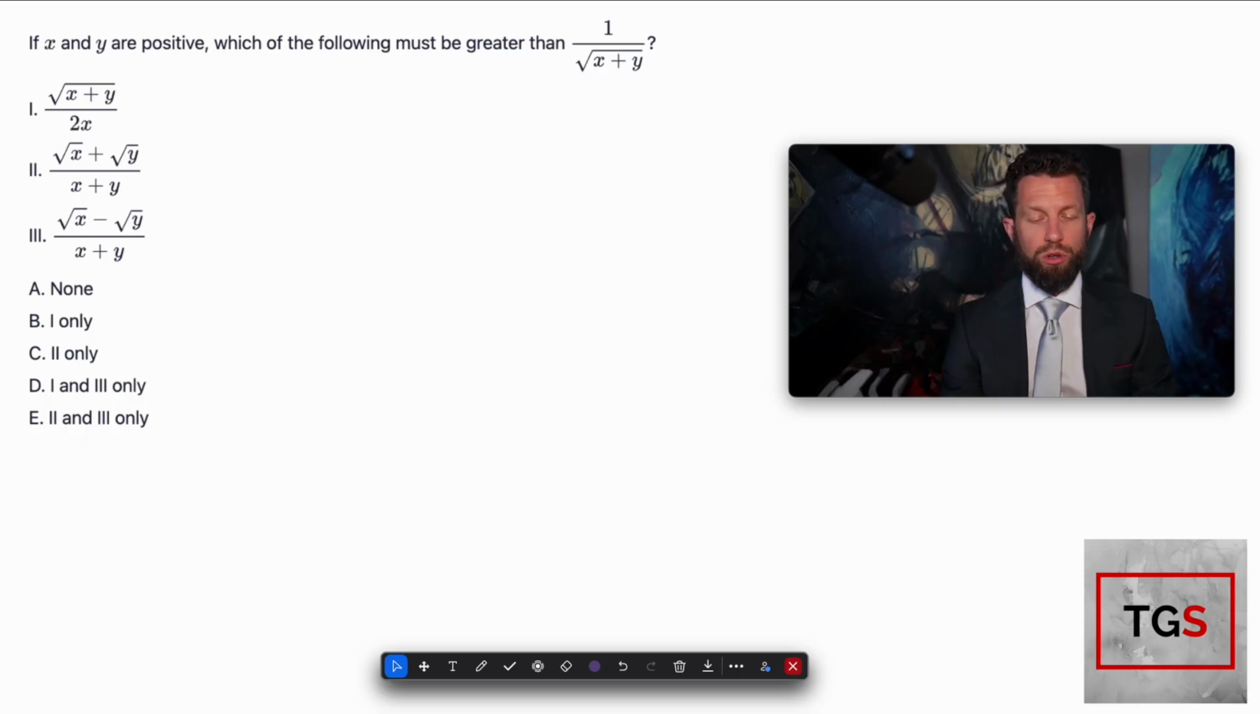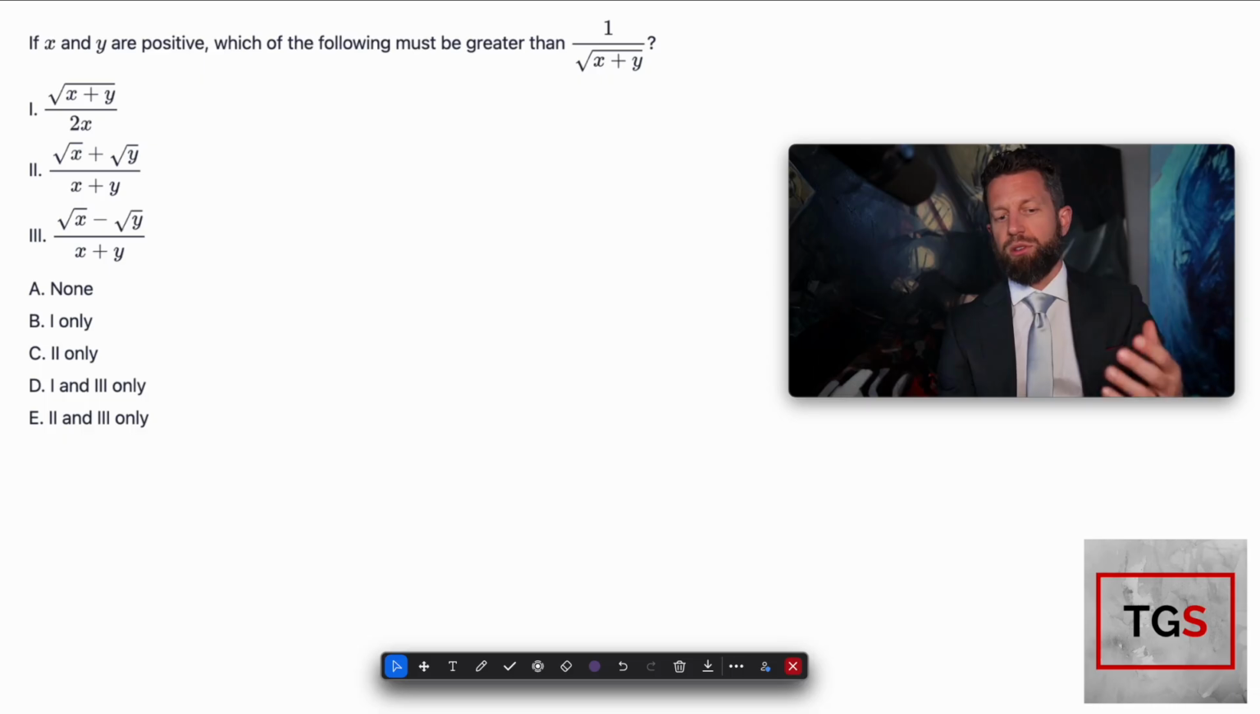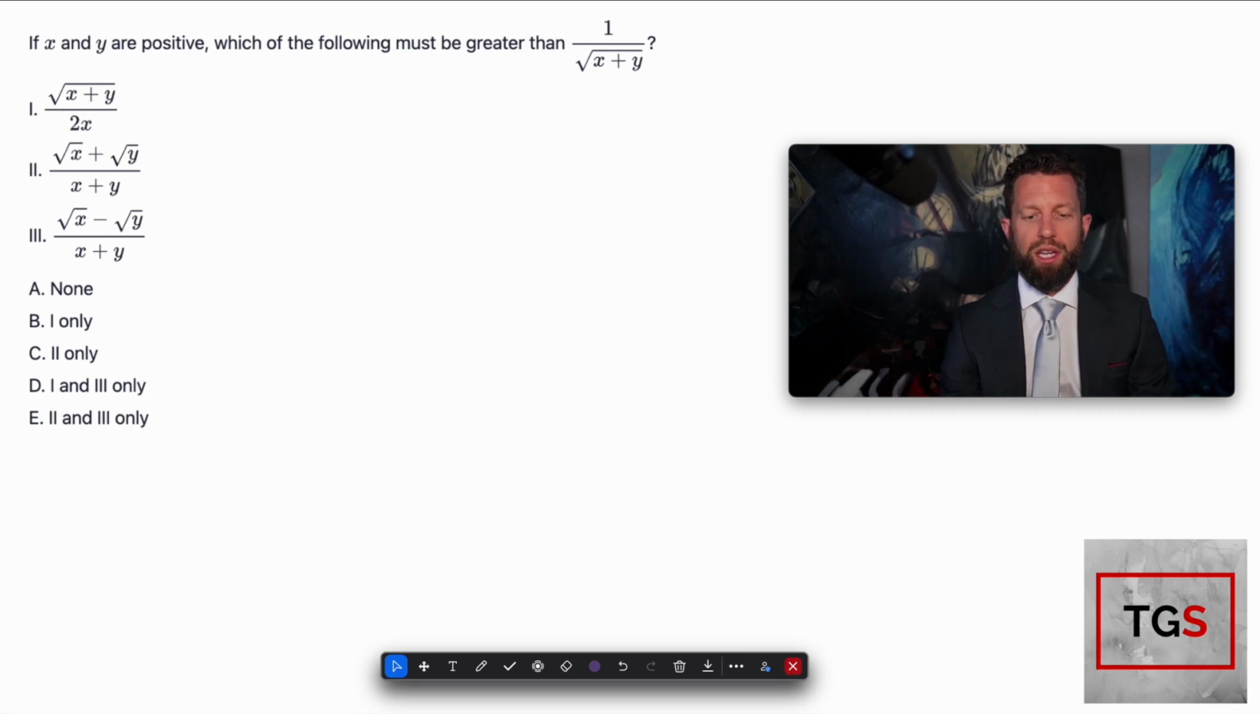And in these Roman numeral questions, I'll read all those again in a moment. The answer options are going to be some combination of the Roman numerals. So option A here is none of them are greater. Option B is only the first Roman numeral is greater. Option C is only the second Roman numeral is greater. And I'll come back to those in a second, okay? D is 1 and 3. E is 2 and 3.